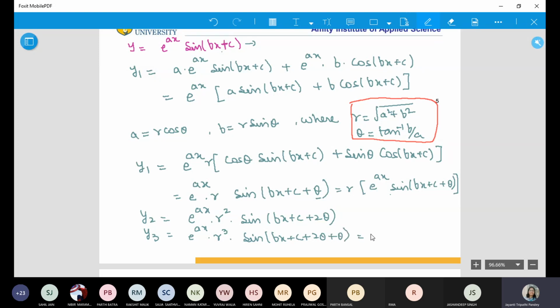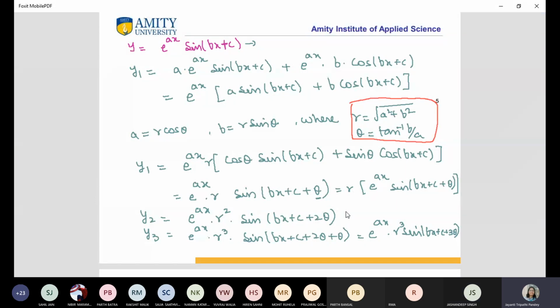So actually it is e to the power ax r cube sin(bx plus c plus 3 theta). Understood? Yes, ma'am. The differentiation once of r e to the power ax sin(bx plus c plus theta). Why don't you differentiate and show me? Please differentiate. And remember what is your variable? Your variable is x. Please differentiate.